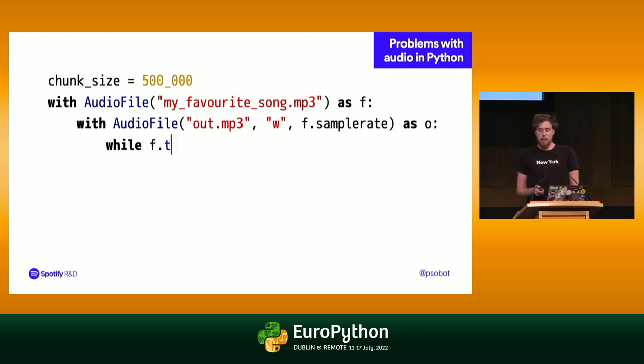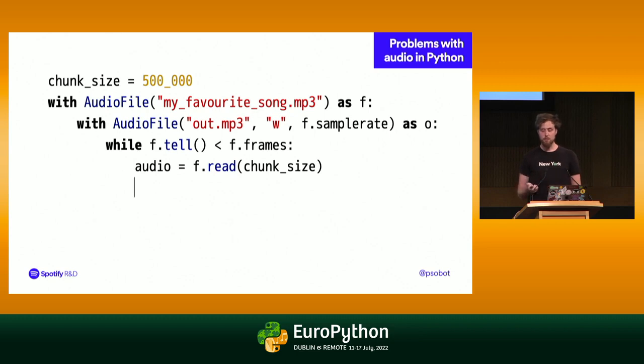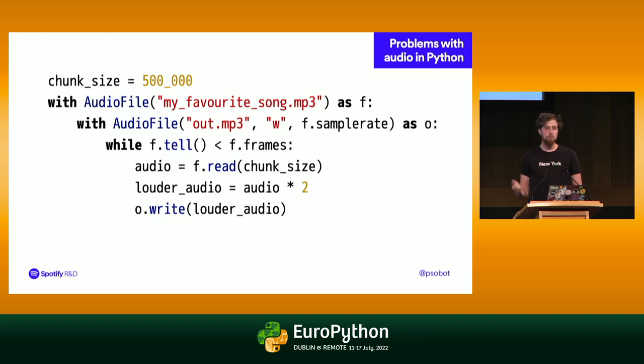And then as long as we have audio to read in, so while f.tell is less than f.frames, so as long as there's more audio coming in, let's read in a single chunk of audio, process just that chunk, make it louder, and then save just that chunk to our output file. And now with this, we no longer use 2 gigabytes of memory for a 2-hour-long file. We only ever use up to 4 megabytes of memory here.